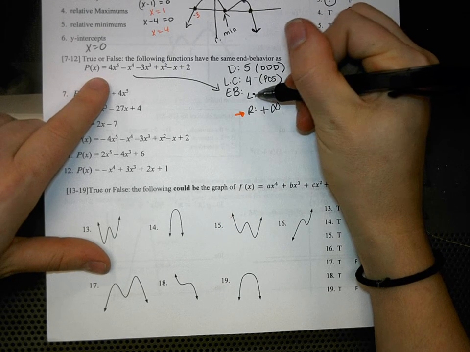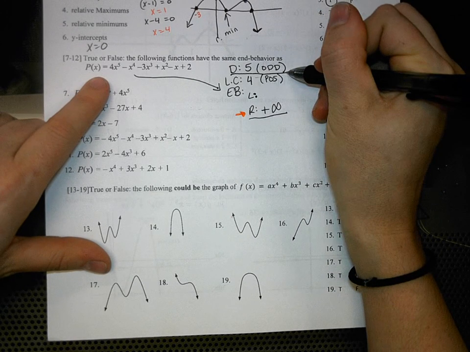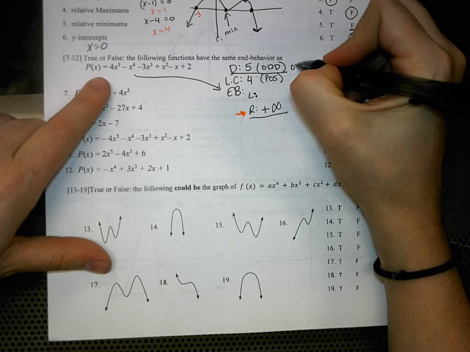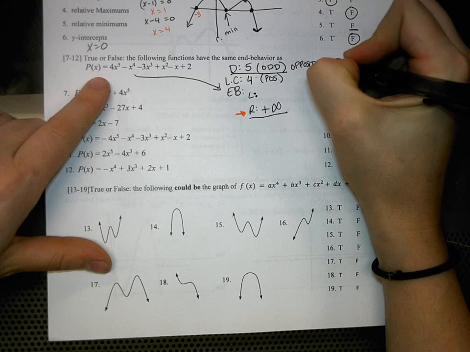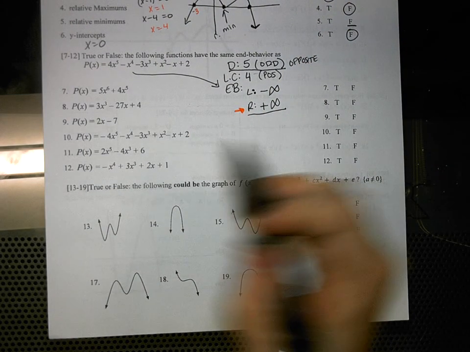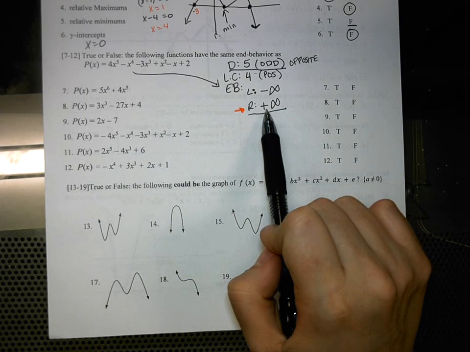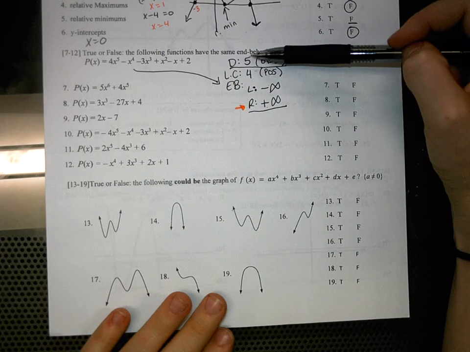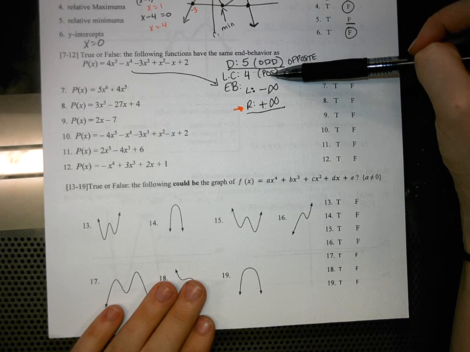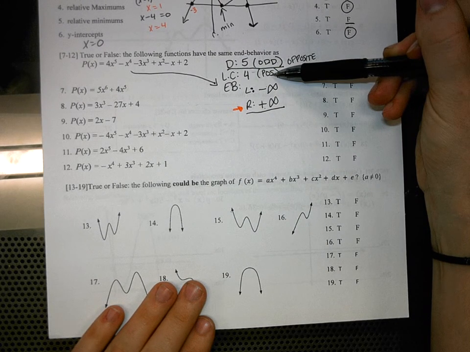The left side is determined both by the right and by the degree. So an odd degree means your two end behaviors have to be opposite. So if the right side is positive, then the left side has to be negative. So we want to find other polynomials that have the same end behavior, which means they'll have both of these properties for the degree and for the leading coefficient. I'm looking for odd degrees with positive leading coefficients.